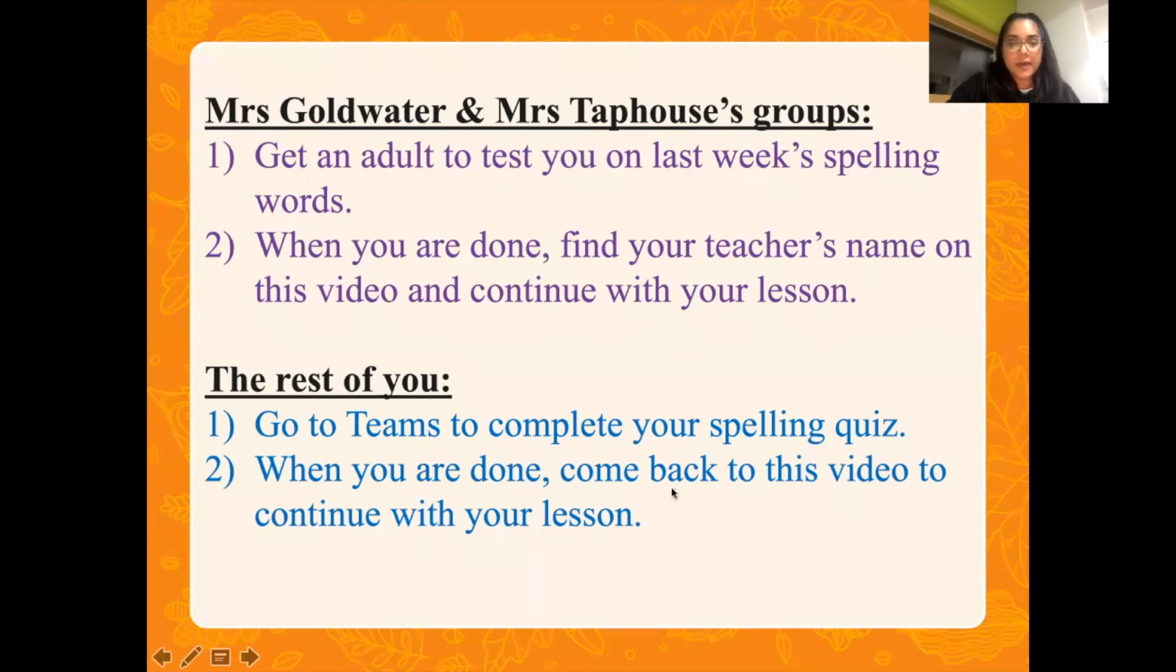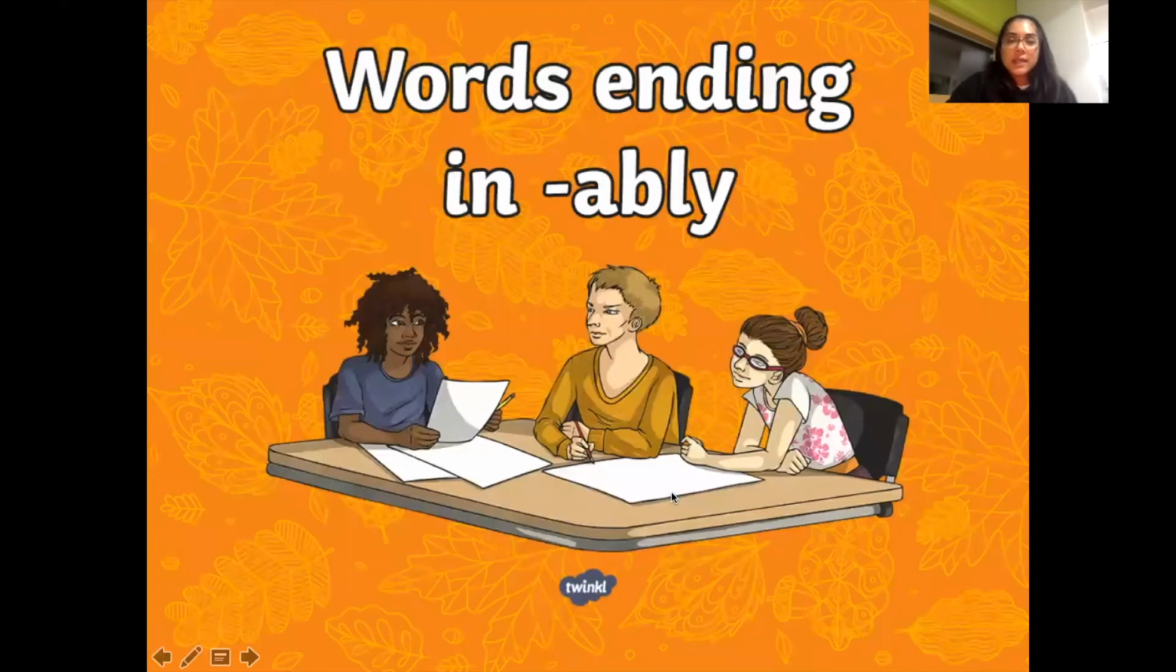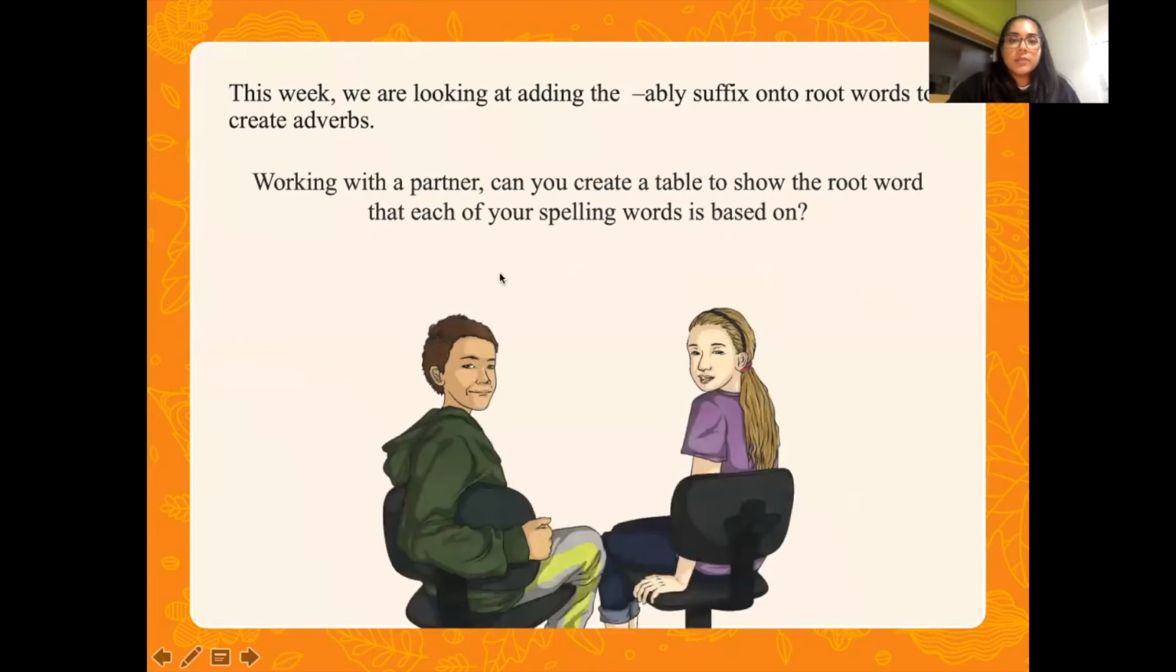Okay, welcome back everybody. So today we're looking at words ending in A-B-L-Y, and that makes the sound "obli". When we add this as a suffix, we're going to find some patterns that are created with different root words. So we're going to be making adverbs today by adding A-B-L-Y as a suffix.